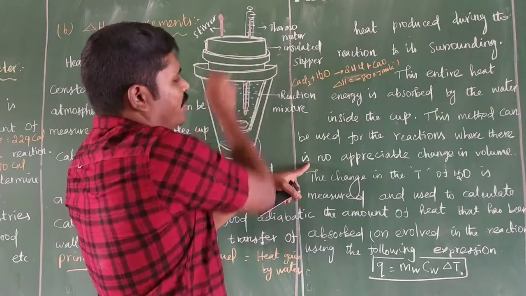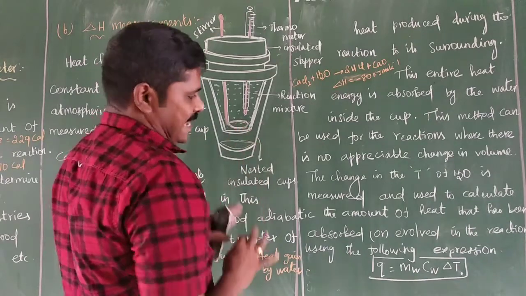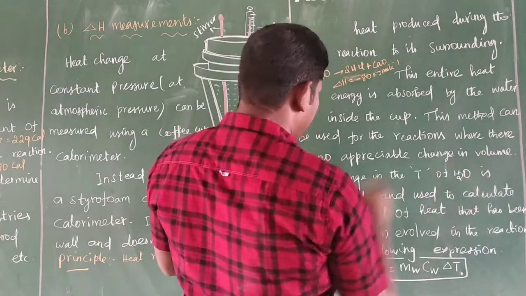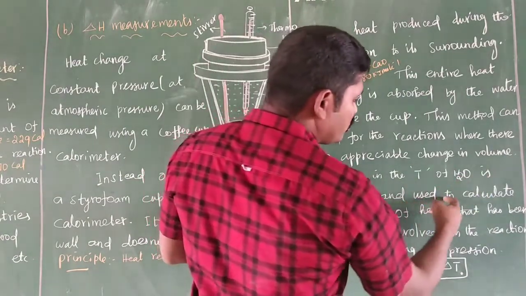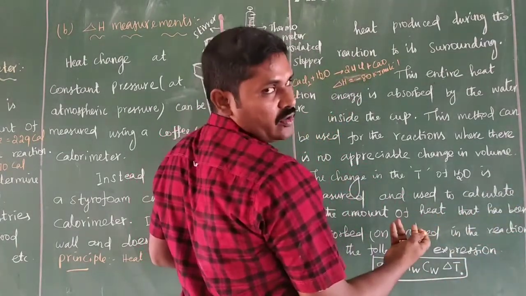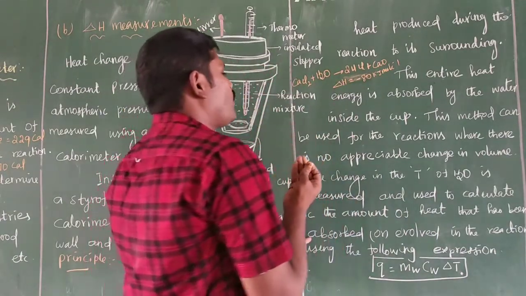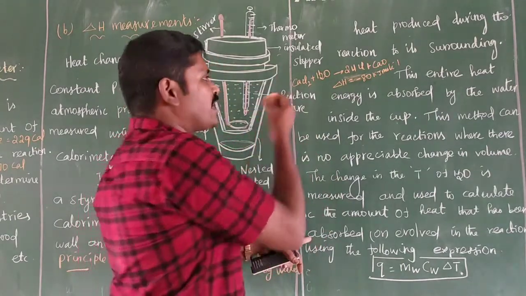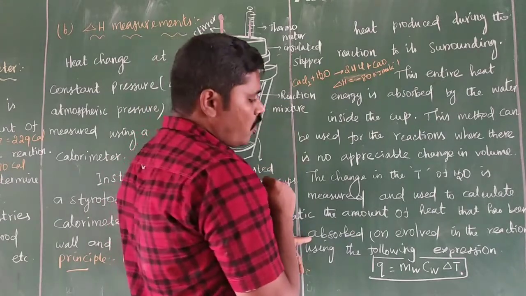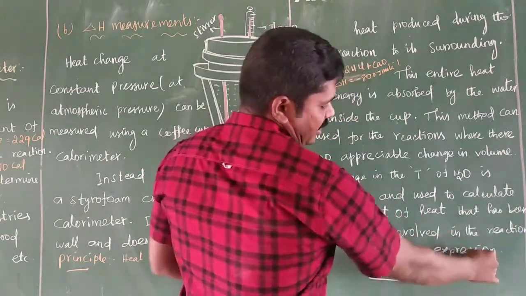The nested insulated cups mean the volume cannot change. The change in the temperature of water is measured and used to calculate the amount of heat that has been absorbed or evolved. In an exothermic process, heat energy is released. In an endothermic process, such as glucose and water, the heat energy is absorbed. The heat absorbed or evolved in the reaction is calculated using the following expression.